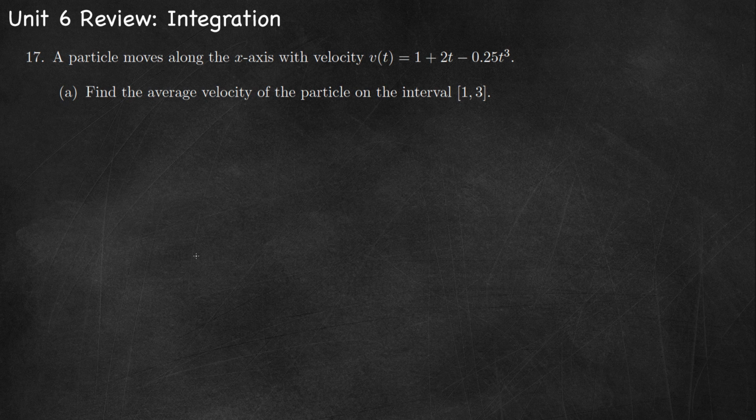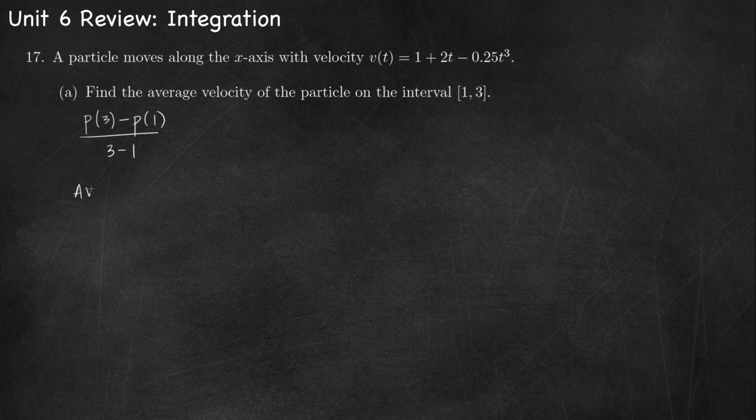17. A particle moves along the x-axis with velocity v of t equals 1 plus 2t minus 0.25 t cubed. Find the average velocity of the particle on the interval from 1 to 3. Average velocity is the change in position over the change in time. So we can either do the average velocity formula as p of 3 minus p of 1 over 3 minus 1, but we don't have the position equation. So we probably want to think of this instead as the average value of the velocity equation.